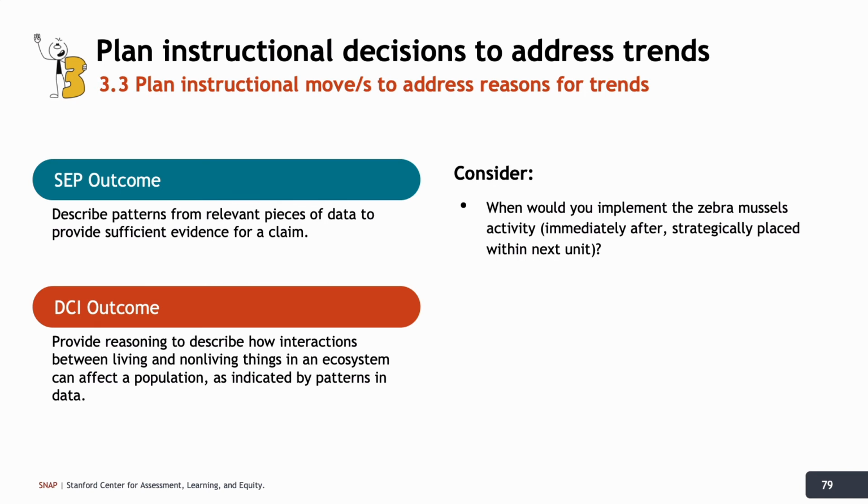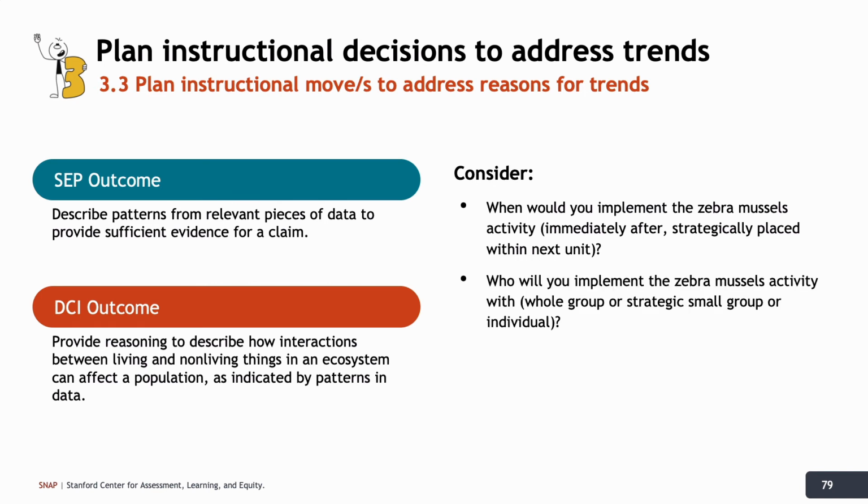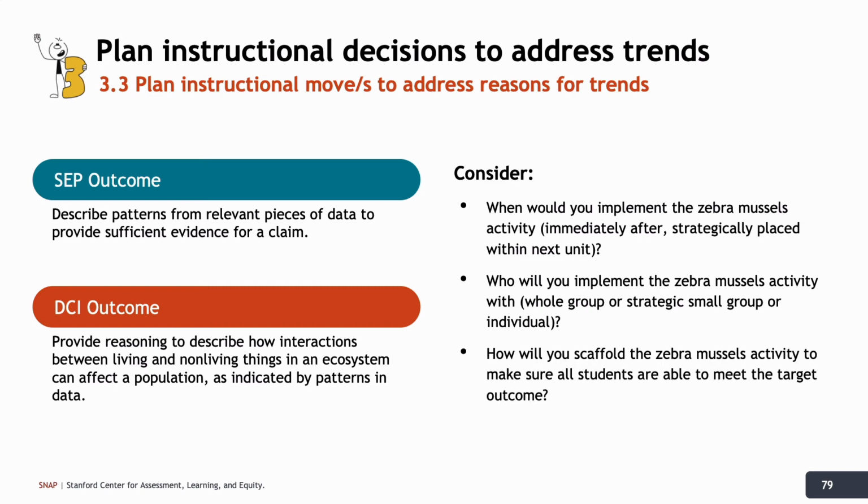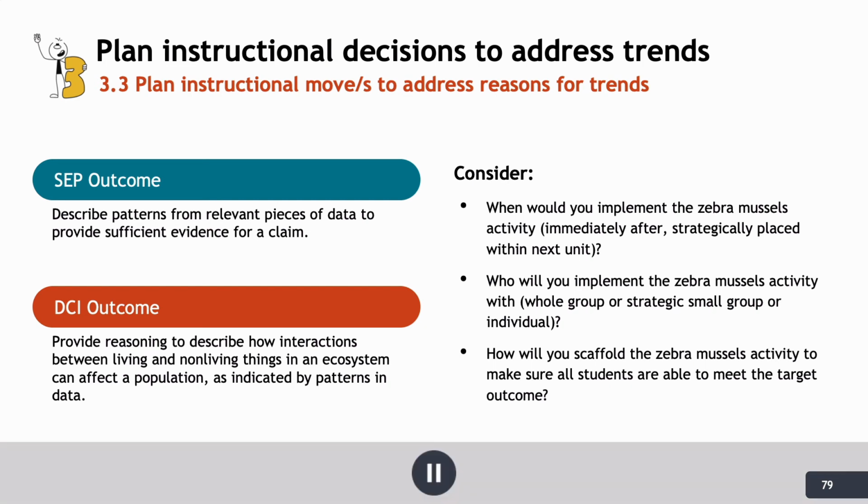When do you think you would implement the zebra mussels activity? Immediately after the assessment or strategically placed within the next unit? Who would you implement the zebra mussels activity with? A whole group or strategic small groups or an individual student? How would you scaffold it to make sure all students are able to meet the targeted outcome? Pause here to consider these questions.